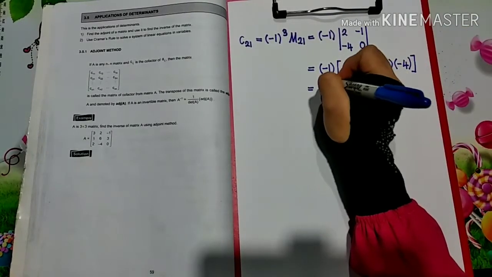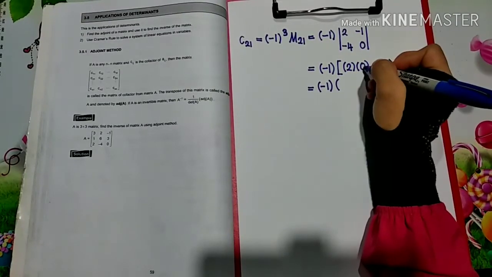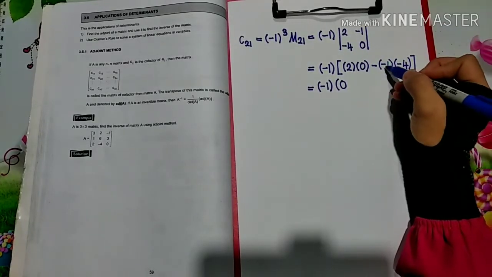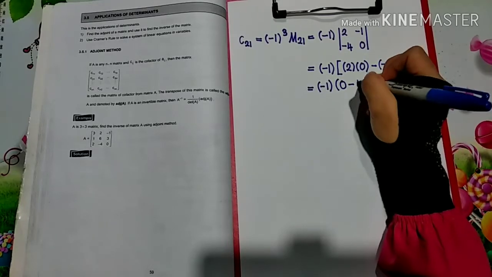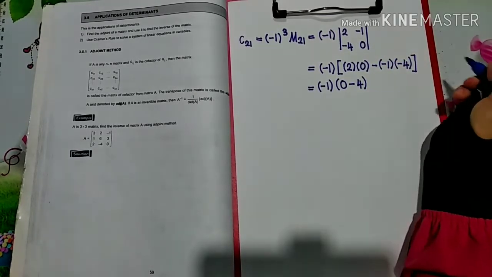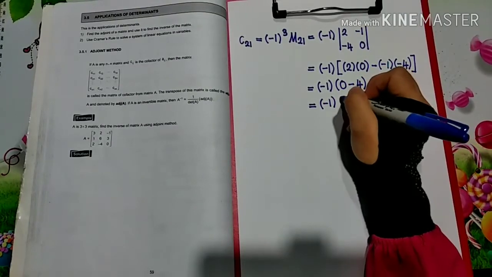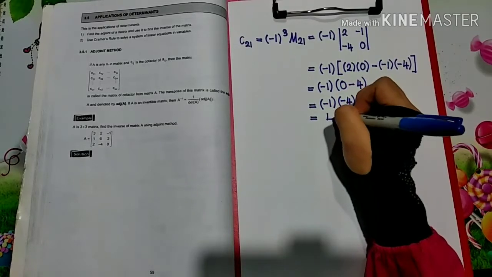So we compute this one, negative 1, and this one, 0. 2 multiply with 0, you will get 0. So negative, negative, positive, positive, negative 4. Minus 4. So negative 1, 0 minus 4 equal to negative 4. So this one you will get positive 4.